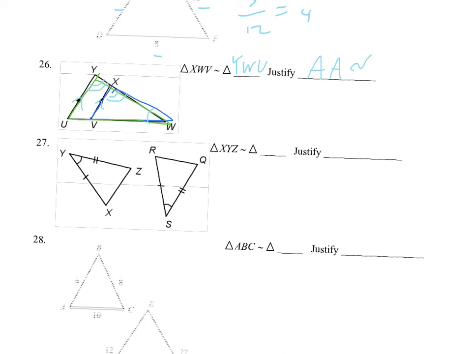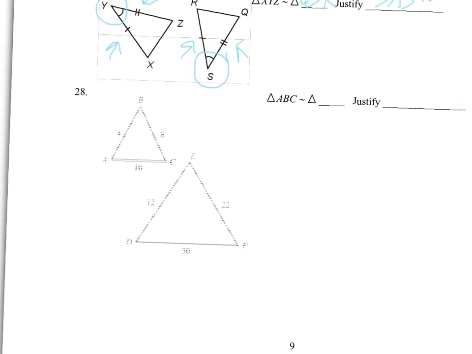Okay, 27. Are they similar? Well, we've got sides that are congruent. If they're congruent, then they're also similar because they would have a scale factor of 1. And in between the two sides, we have angles that are congruent. So yes, XYZ is similar to QSR: X corresponds to Q, Y corresponds to S, and Z corresponds to R. And we do this with the side-angle-side similarity.